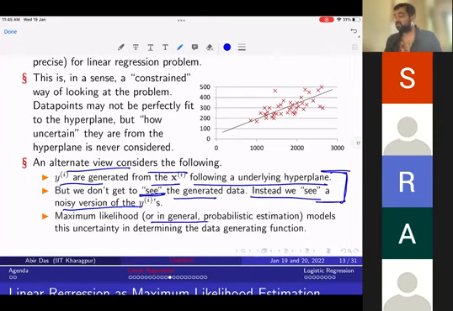Maximum likelihood, or in general probabilistic estimation, models this uncertainty in determining the data generating function. I'll come to what we mean by maximum likelihood. It might be familiar to people who have taken, say, estimation theory, or more advanced probability theory courses. But yeah, it's just a brush up. I just wanted to show you the connection between this probabilistic estimation and the non-probabilistic estimation, so to say.